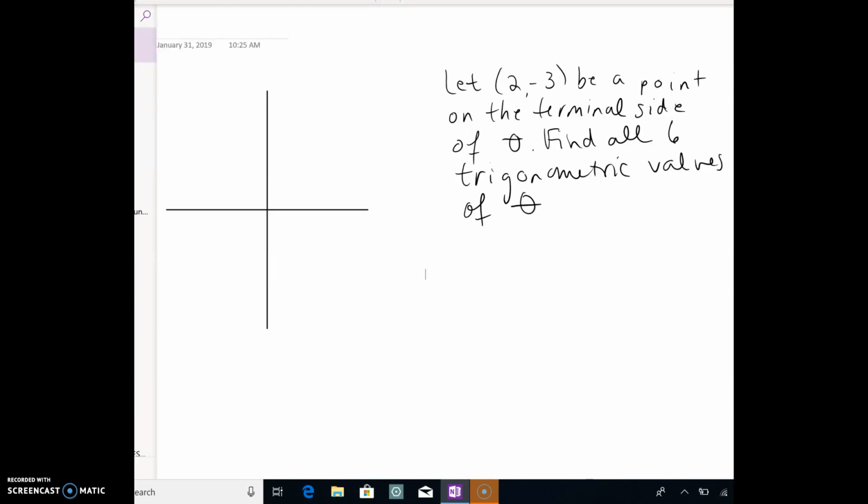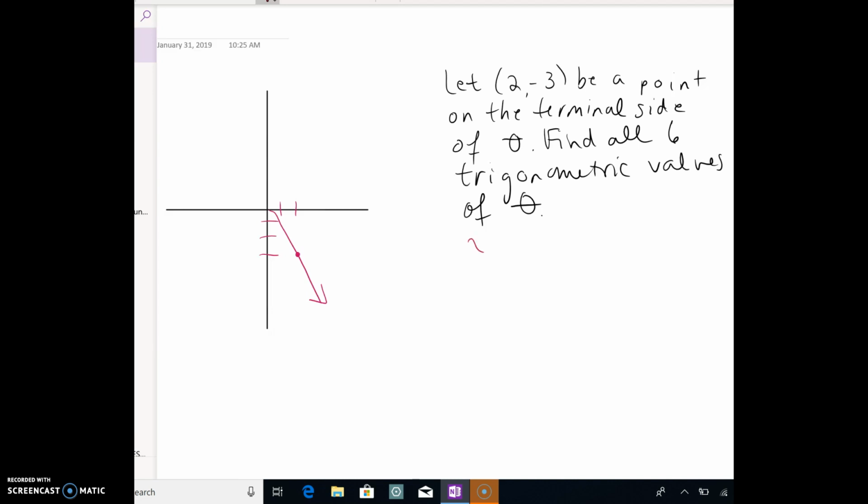For example number 2, we're going to let (2, negative 3) be a point on the terminal side of theta, and we want to find all 6 trigonometric values of theta. So the first thing we're going to do is sketch the ordered pair (2, negative 3). Let's do that over here in red. So (2, negative 3), we go 2 units over on x, 3 units down on y, which corresponds to this angle right here.